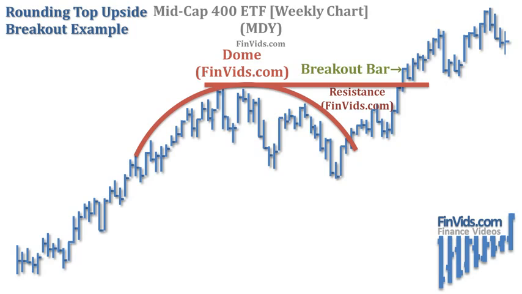Here's an example on the mid-cap 400 ETF of a rounding top, but this time it is a breakout to the upside. So we have the dome followed by an area of consolidation and move upward. Only when prices break out above the dome is a buy signal triggered.